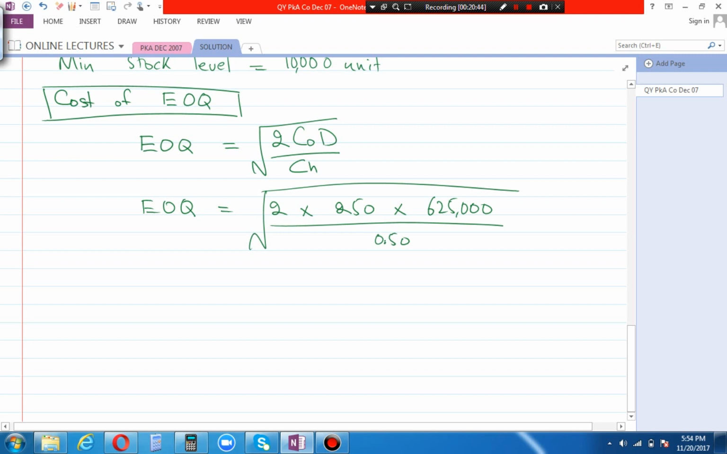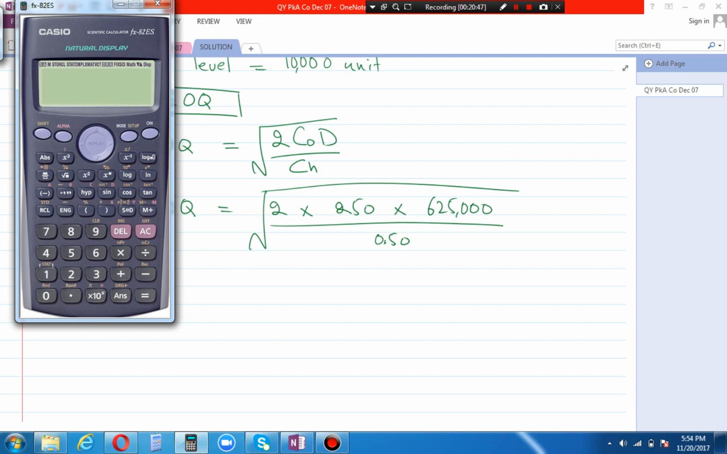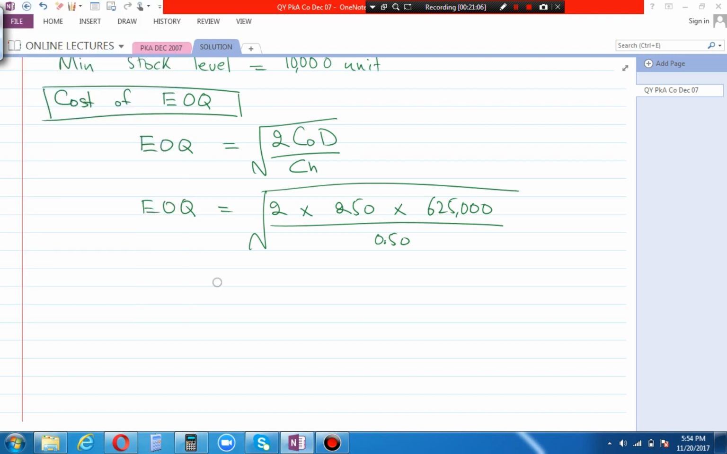So if you use your calculator, the economic order quantity would be 2 multiplied by 250 multiplied by 625,000 divided by 0.5, square root, that would be 25,000 units. So economic order quantity policy will suggest that we should order 25,000 units in one order. Let me remind you that currently we are ordering 100,000 units in one order, and economic order quantity suggests that we should order 25,000 units.